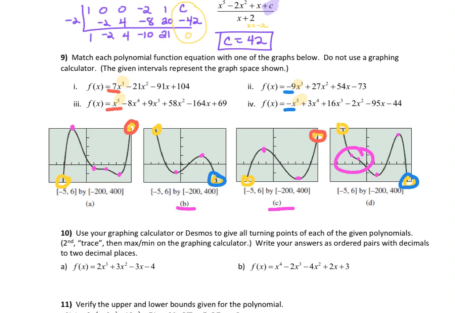So B and C should be obvious to you that they're third degree functions. And so 1 is C and 2 is B. And it should be also obvious to you that A and D are 5th degree functions. And so I can decide that 3 is A and 4 is D.